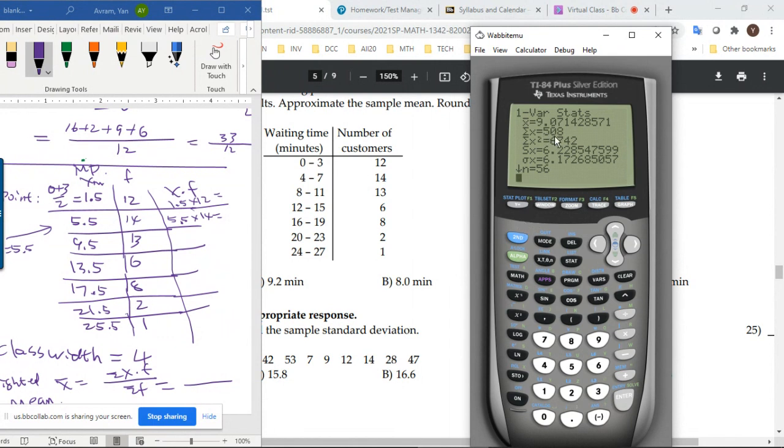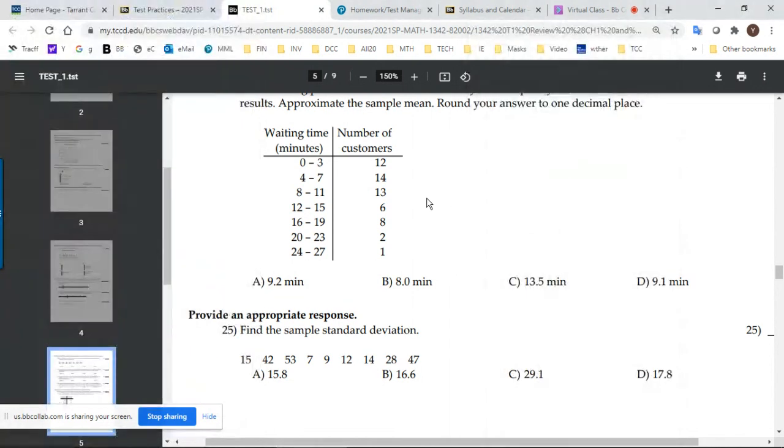Okay, basically you can find the GPA, the grade point average, this way as well. All right. Any questions?